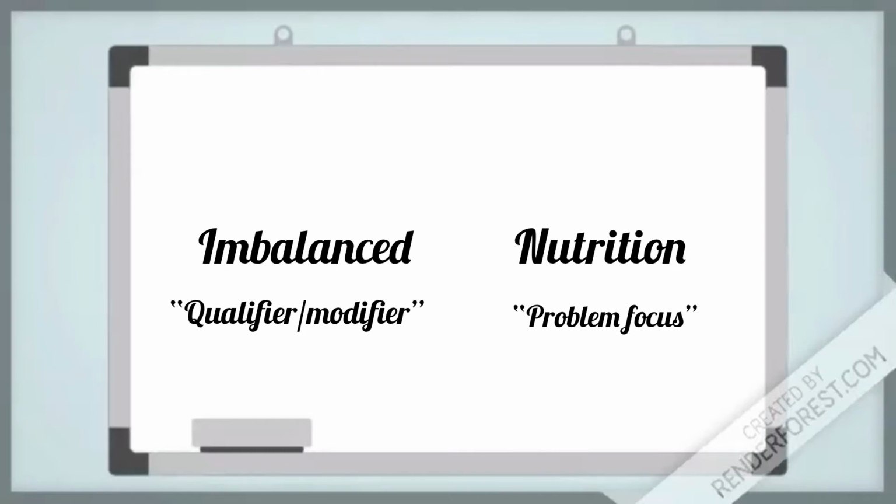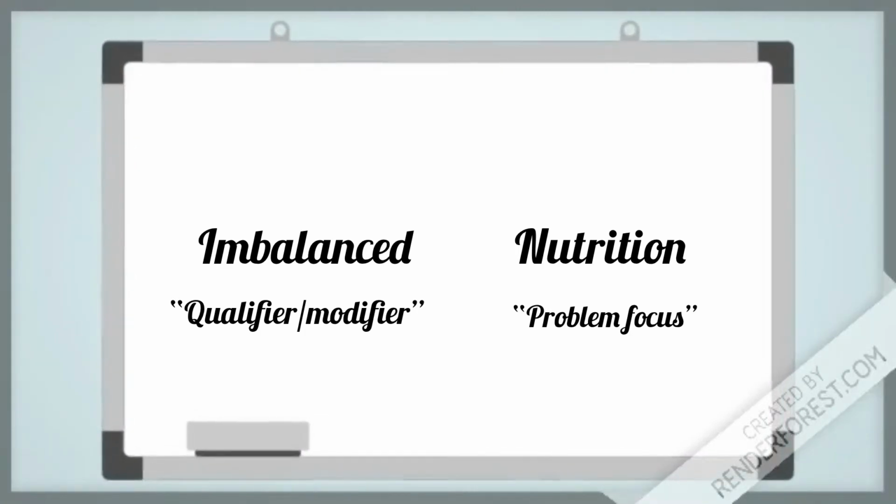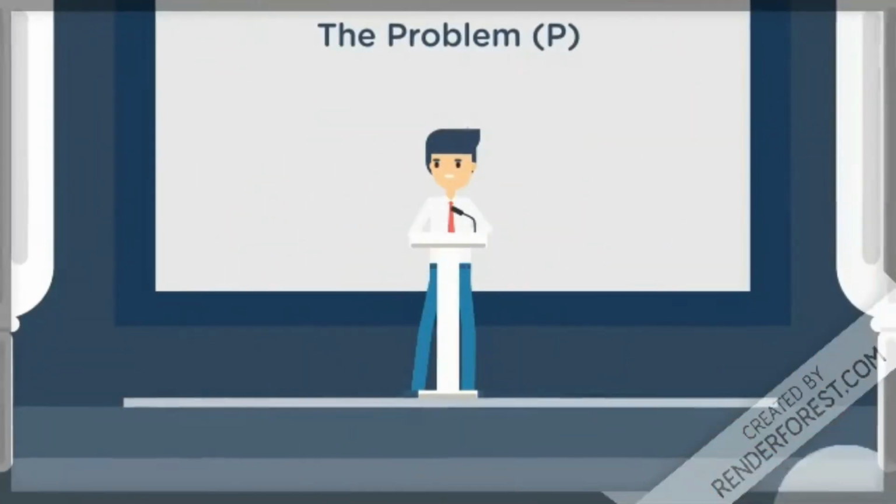So imbalanced nutrition: the imbalanced becomes the qualifier or the modifier, and then the nutrition becomes the problem focus. So our focus or our problem is the nutrition. Okay, but the modifier or the qualifier is the imbalanced. And together, these form the first component of the nursing diagnosis, which is the problem. So you're going to see something like deficient fluid volume. Deficient is the qualifier, and then the problem focus is the fluid volume.